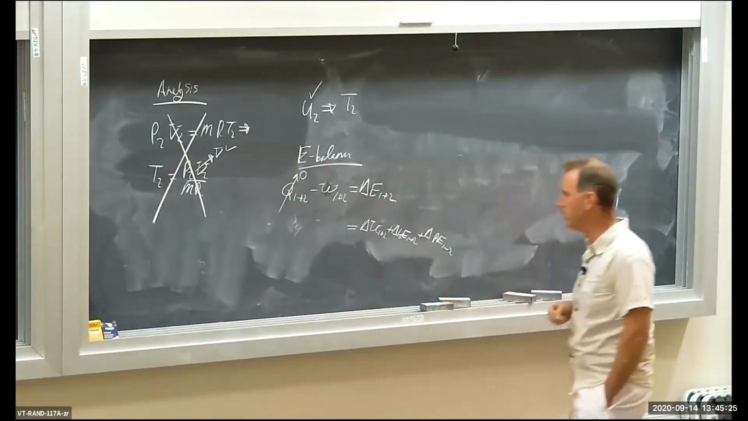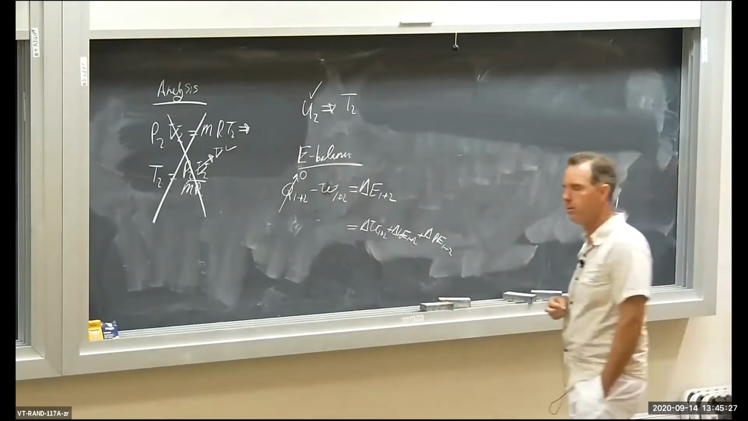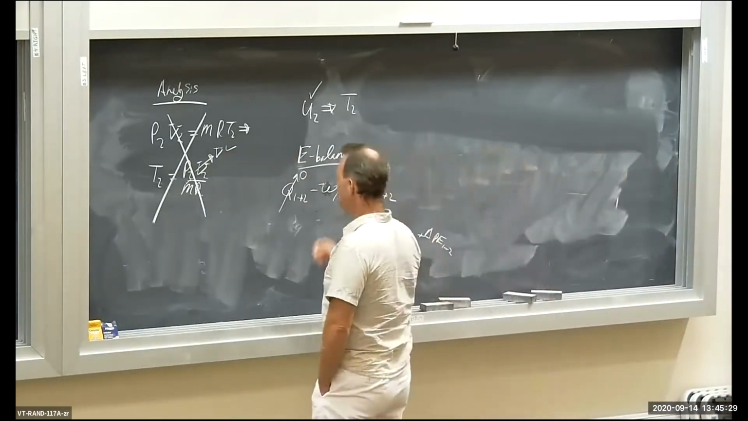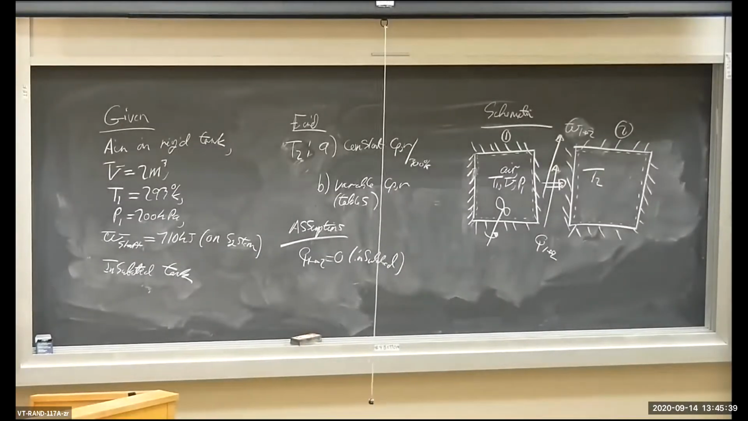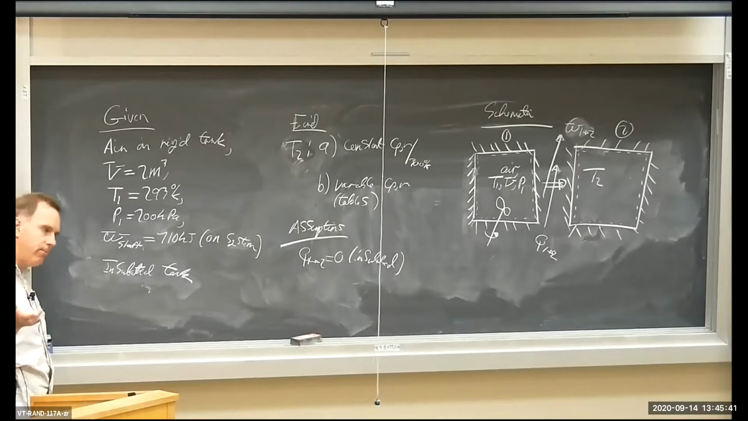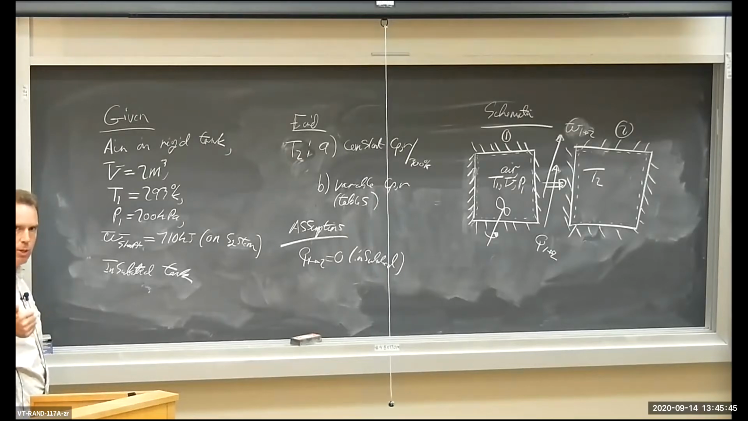Insulated. No heat transfer. What about the work term? Well, remember there are 3 different kinds of work. Shaft work, well, there's actually 4. We haven't talked about the 4th one yet. The ones we know about are shaft work, electric work, and boundary work.